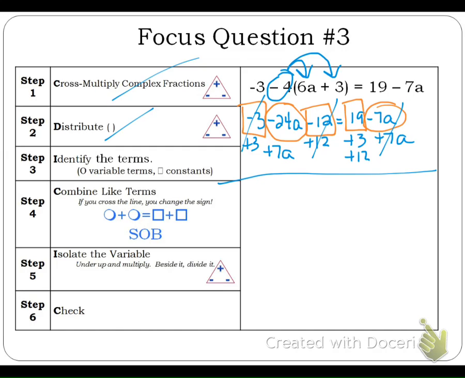When I combine, I use SOB, so negative 24 and positive 7, those are opposite signs. I have to subtract. 24 minus 7 is 17, but the bigger sign wins. 24 is bigger and it's negative. And I need to then copy down the a. Don't forget your variable, it doesn't go away.